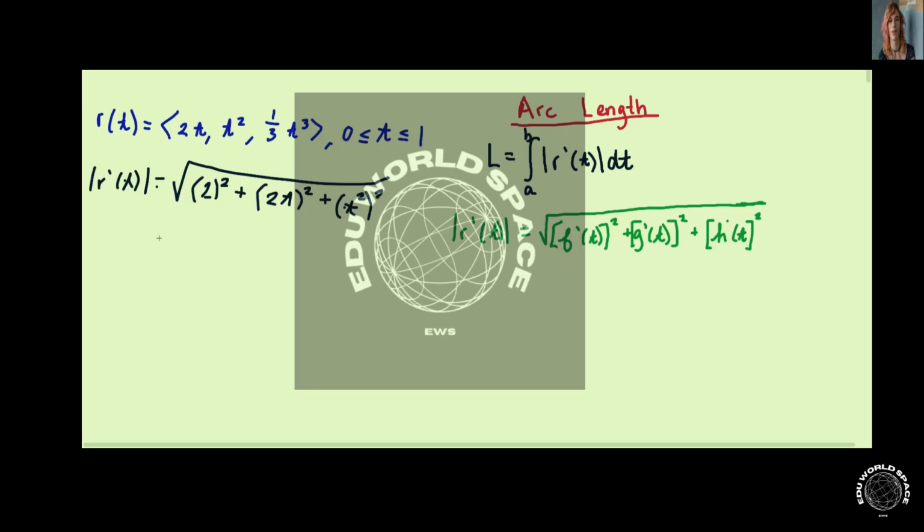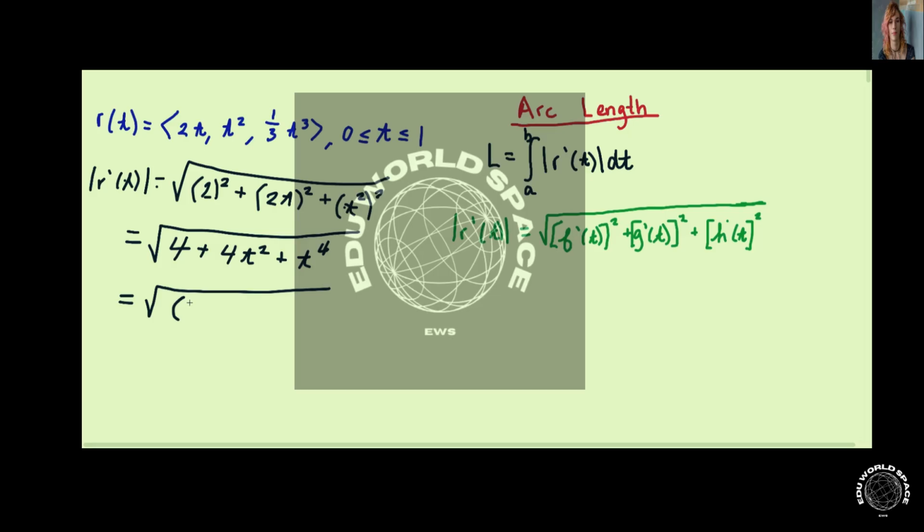Then I want to simplify this if possible. This is equal to, okay, 2 squared is 4. 2t squared is 4t squared. And t squared squared is t to the fourth. And usually these problems end up being kind of nice because I can simplify them further. So what I can see is that this is a perfect square.